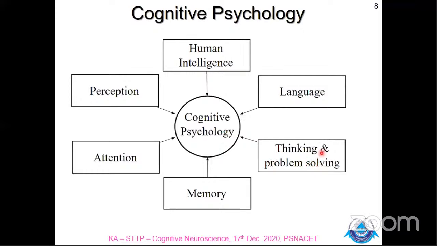When we study students from a psychological point of view, we can look at thinking and problem solving, and how they think. Similarly, the language side and human intelligence. So cognitive psychology covers entire things, from profession up to thinking and problem solving. Okay, now we move on.